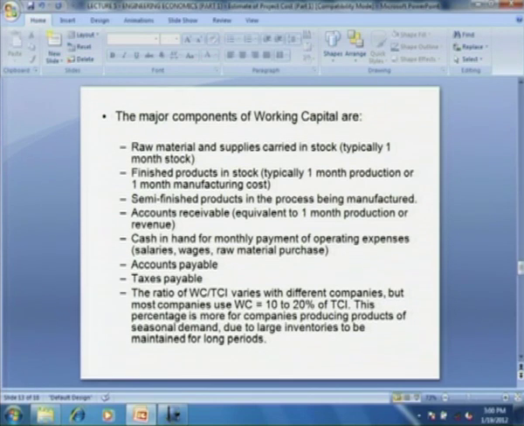The ratio of working capital to total capital investment varies with different companies. Typically, most of the companies use working capital equal to 10 to 20% of total capital investment. This percentage could be more for companies producing products of seasonal demand, as I just said, due to large inventories that we need to maintain for a longer period.